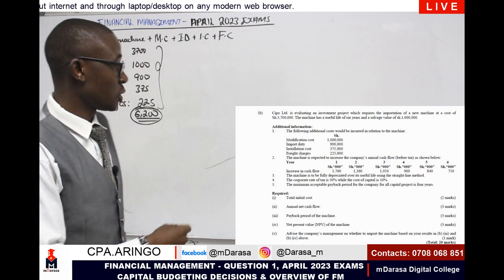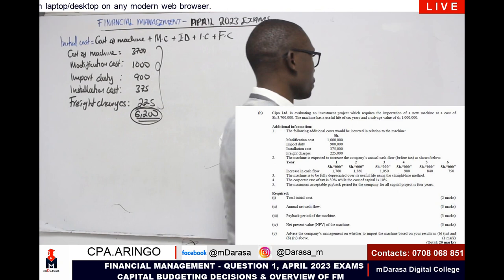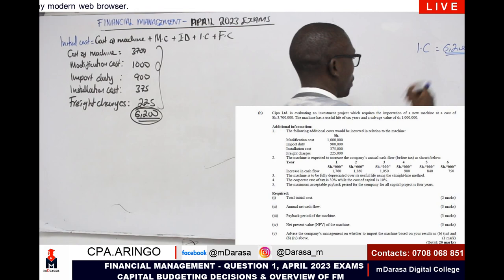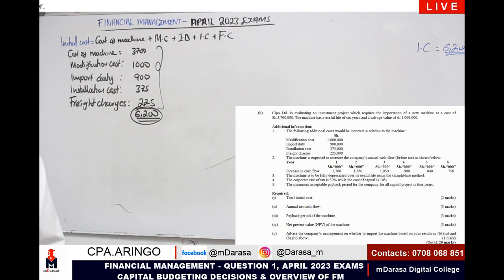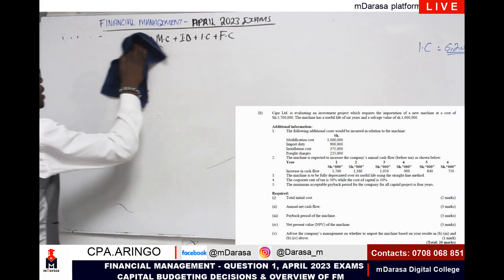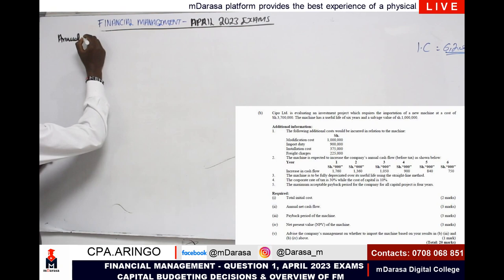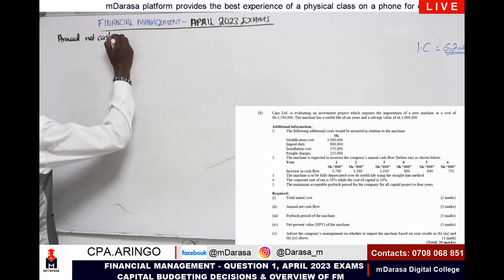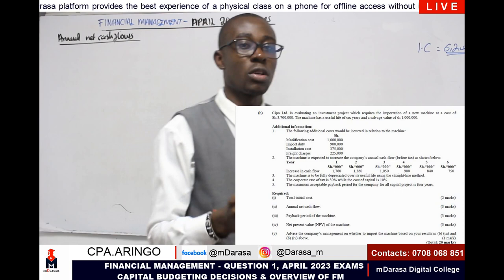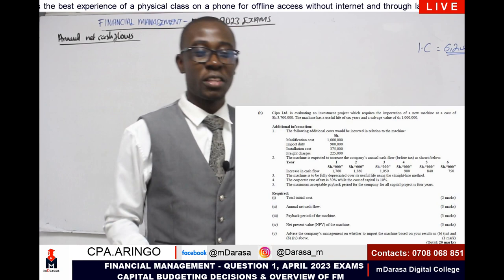So, Mwalimu, our initial cost we've agreed is 6.2. I'm going to write it somewhere, that is 6.2, what we have determined, right? So let us determine our annual net cash flows. I need to determine our annual net cash flows. That will be simple, my good students. You are given everything there. Our task will just be a matter of copying and pasting. That's a good thing in financial management.